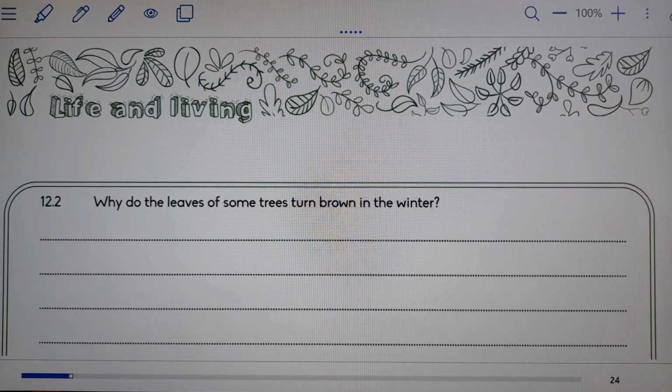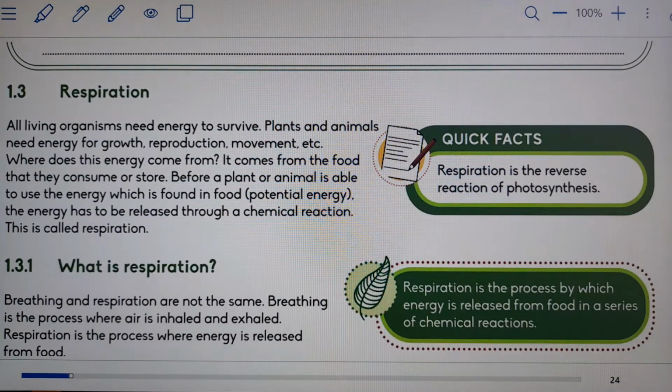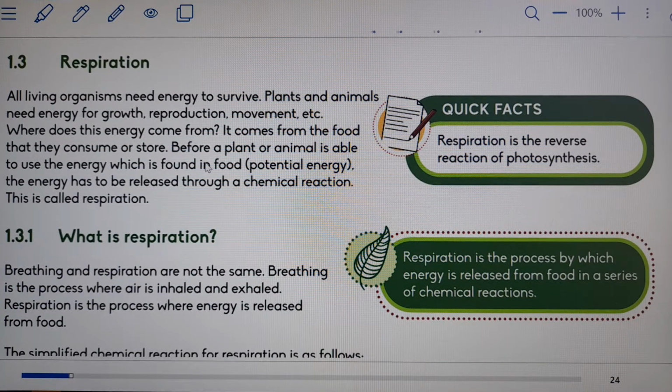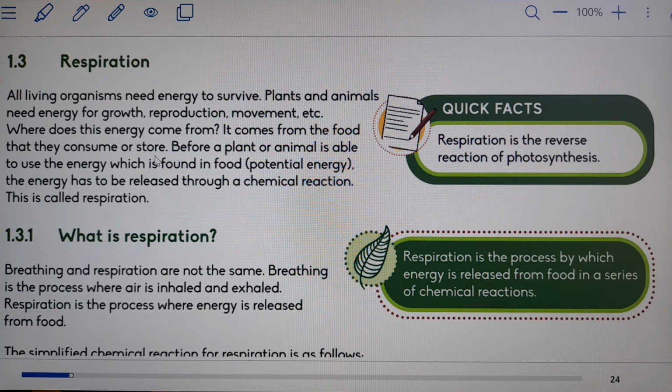I hope you still remember everything that we've covered under photosynthesis and you continue to study and understand those concepts. Let's look at respiration. They say all living organisms need energy to survive. Plants and animals need energy for growth, reproduction, movement, etc. Where does this energy come from? It comes from the food that they consume or store. And remember how we get food from plants through photosynthesis.